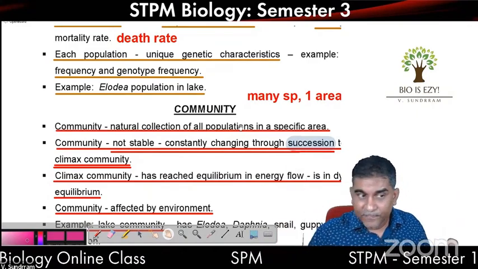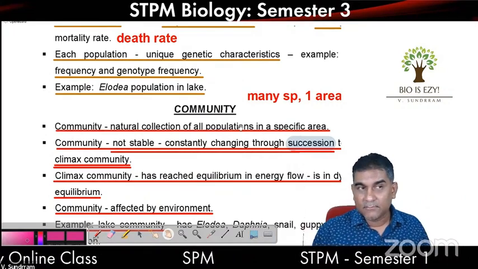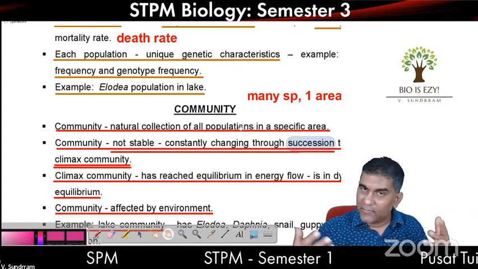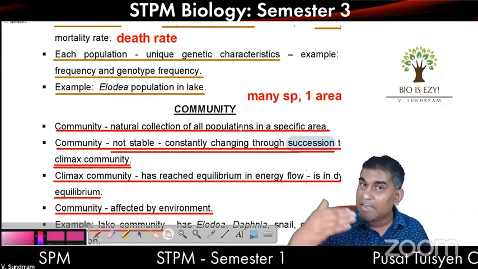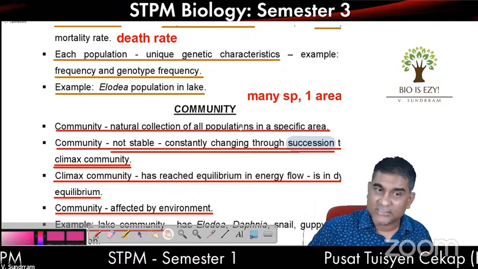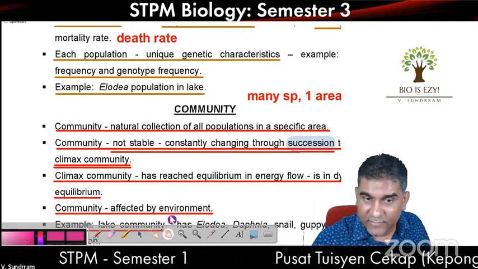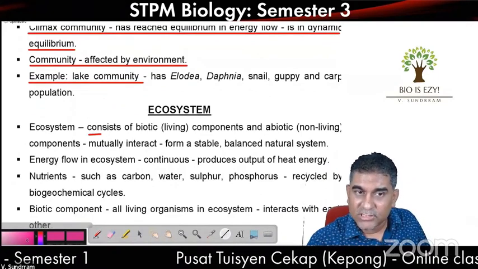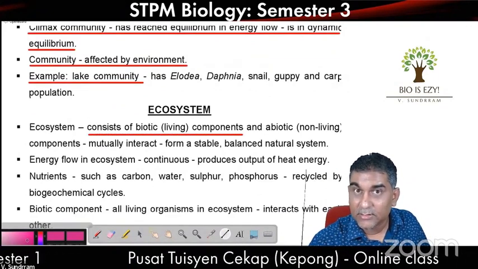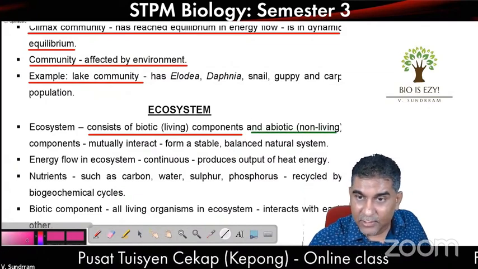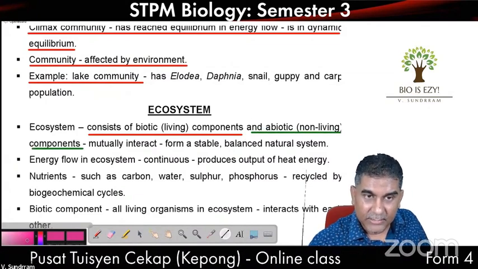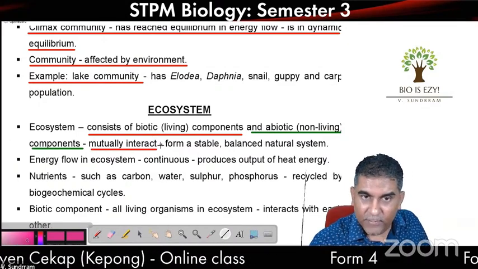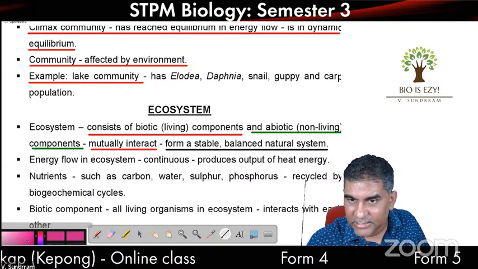They form a stable ecosystem. Living, non-living interact to form a stable and balanced natural system. That will be the last definition for today. Ecosystem consists of biotic components and abiotic components that interact with one another to form a stable and balanced natural system.